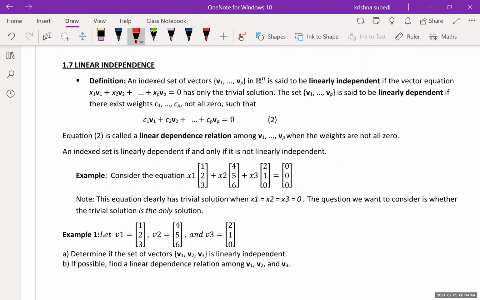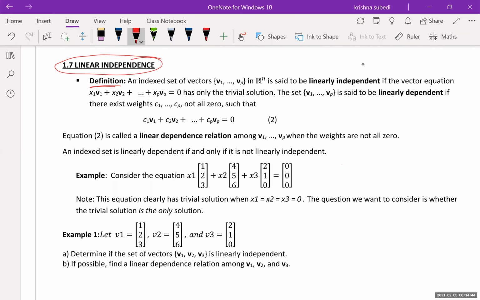So today we will be focusing our attention on section 1.7, which is about whether the given vectors are linearly dependent or independent. One of the most important concepts that we'll be talking about in today's class is whether the given vectors are linearly dependent or independent. So what is the definition of a linear dependence relation or linear independence?